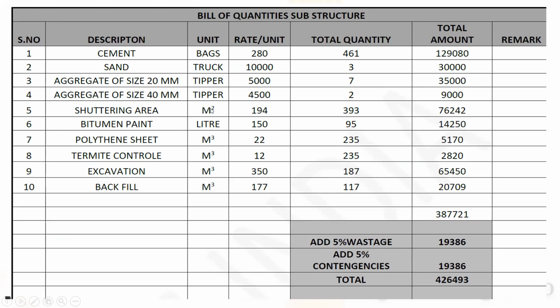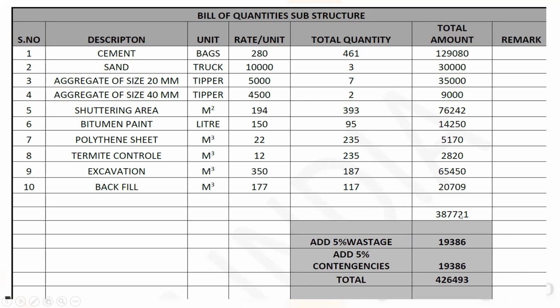Shuttering area square meter, that will be 194 into 393, that is 76,240. Bitumen paint 150 into 95, that is 142.50. Polythene sheet 22 at the rate of 235, 5170. Termite control 12 into 235, 2820. Excavation 350 into 187, 65,450. Backfilling 117 into 117, 20.709.